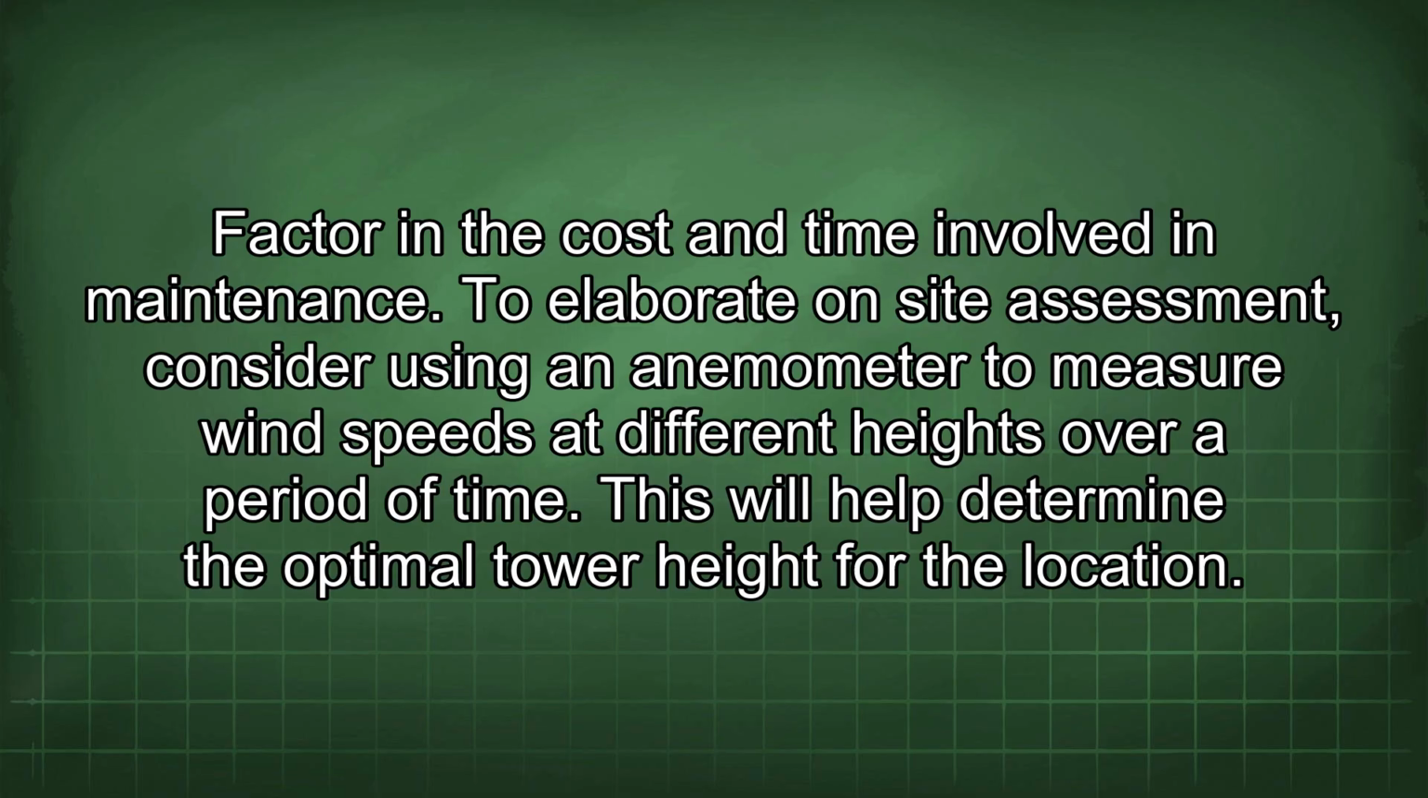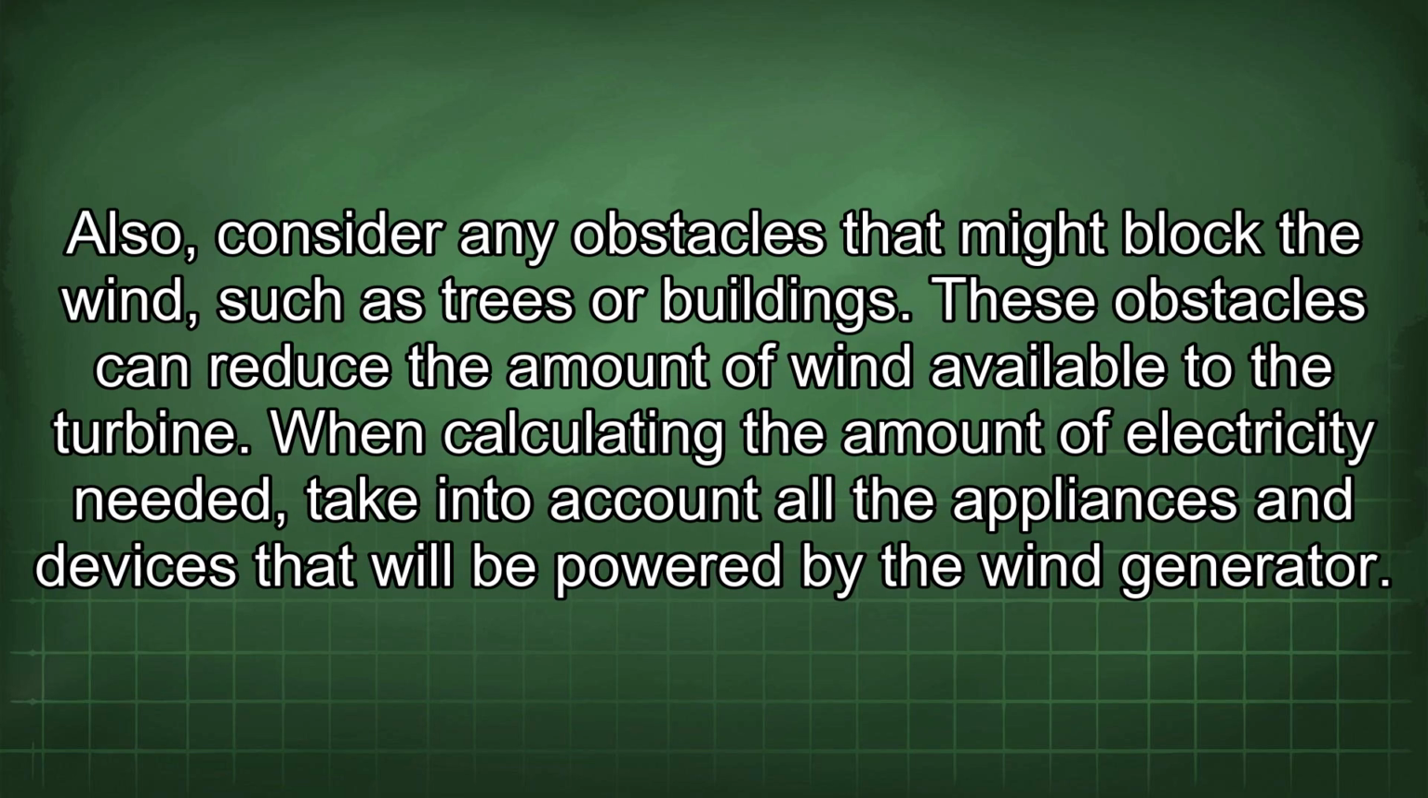To elaborate on site assessment, consider using an anemometer to measure wind speeds at different heights over a period of time. This will help determine the optimal tower height for the location. Also, consider any obstacles that might block the wind, such as trees or buildings. These obstacles can reduce the amount of wind available to the turbine.